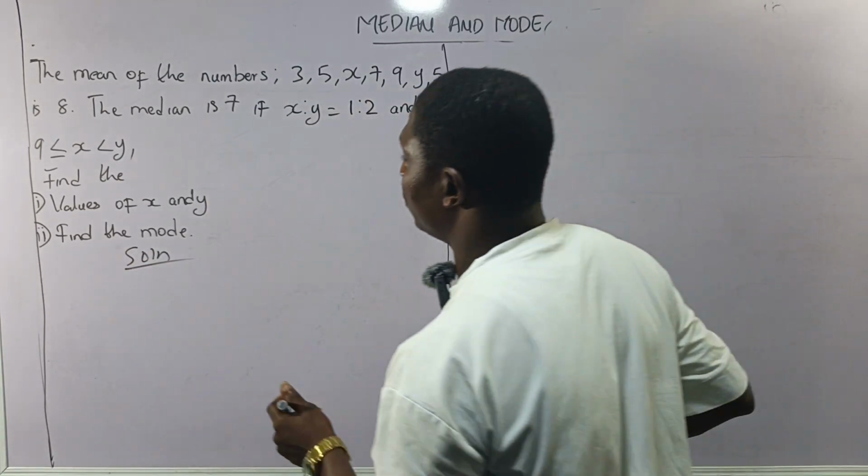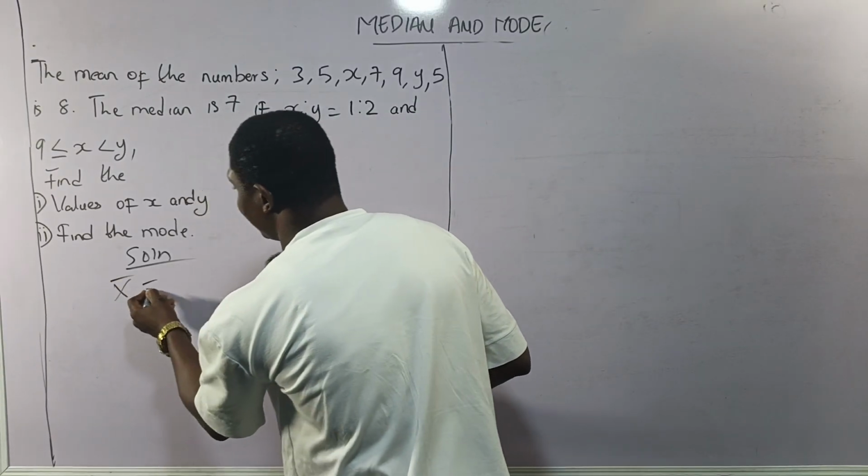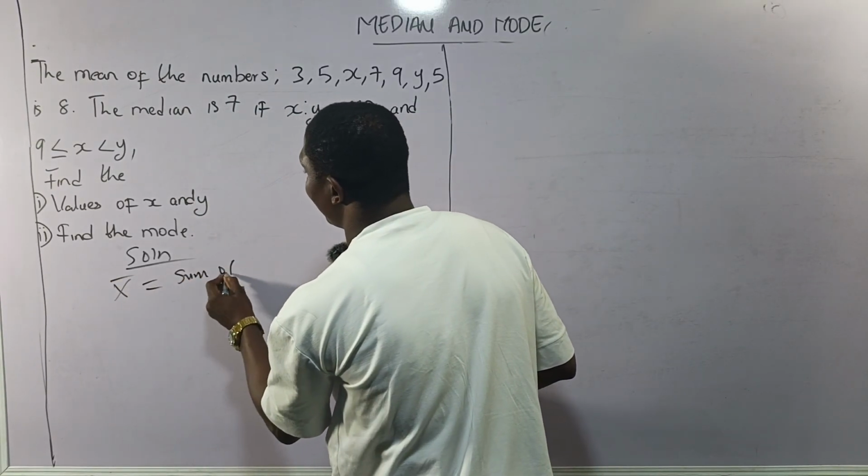The mean was given. So we can say x bar, which is the mean, is equal to what? Sum of values.